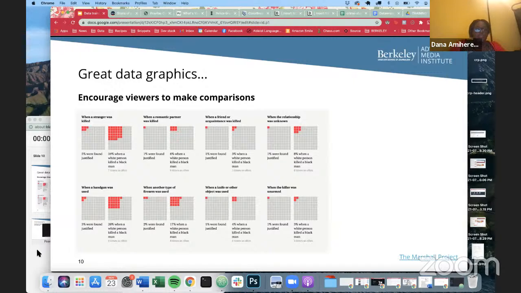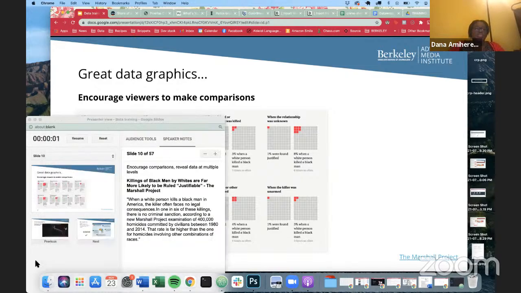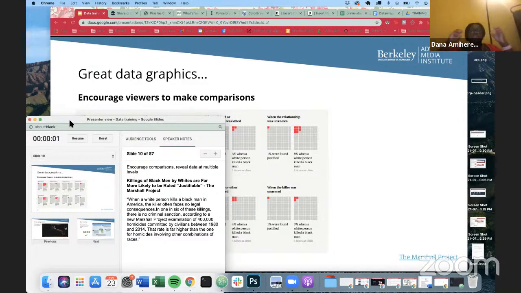Okay. Building upon what we've already talked about, really great data graphics also encourage you to make comparisons. Just like we saw in that last one, it had you try to understand how these different schools compare to each other. It didn't get into the specifics of a particular school; it's more the overall pattern. But it tried to get you to understand this bigger idea by understanding tiny pieces of it, like how these schools fit into the bigger picture.